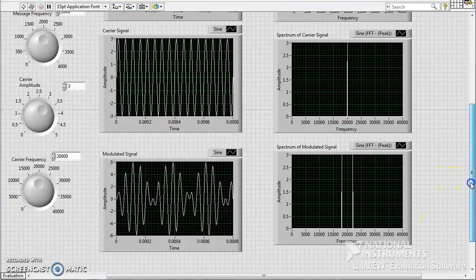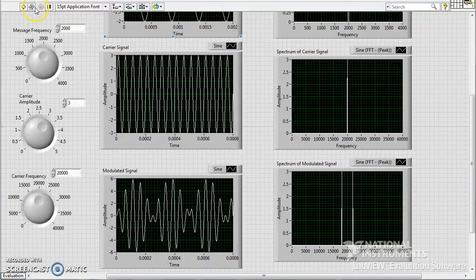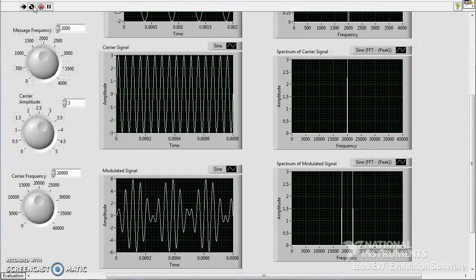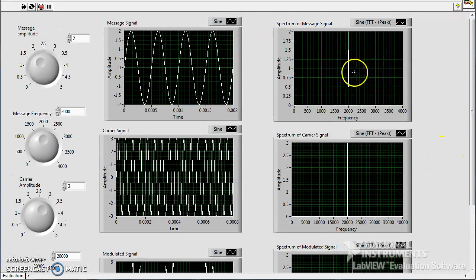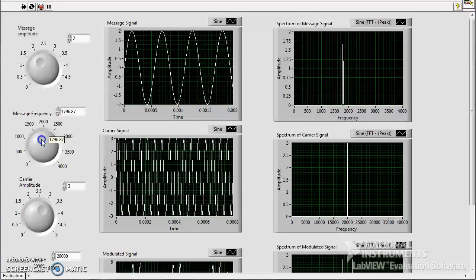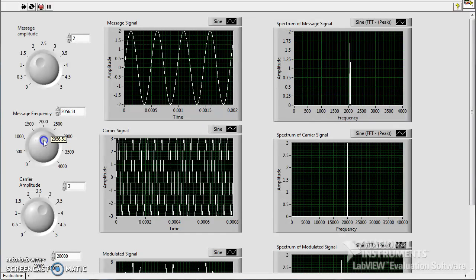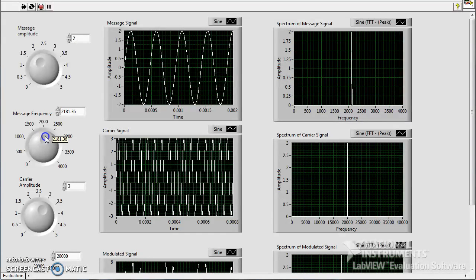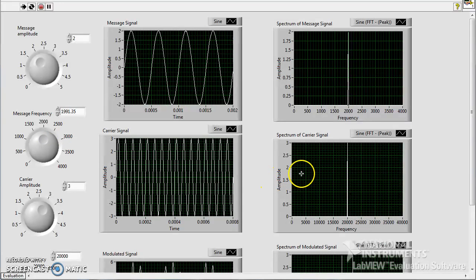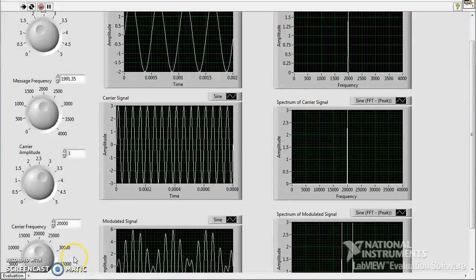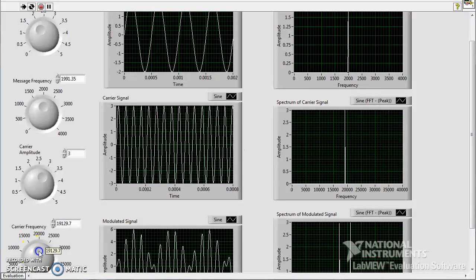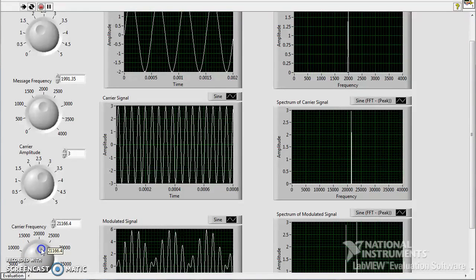Run this continuously. Now you could see the message spectrum at frequency 2000 Hertz. If I vary the frequency of the message signal, even the plot varies. That is, the impulse function varies according to the given frequency. Similarly, I just vary the frequency of the carrier signal now. Yes, you could see the variations with the frequency of the carrier signal.